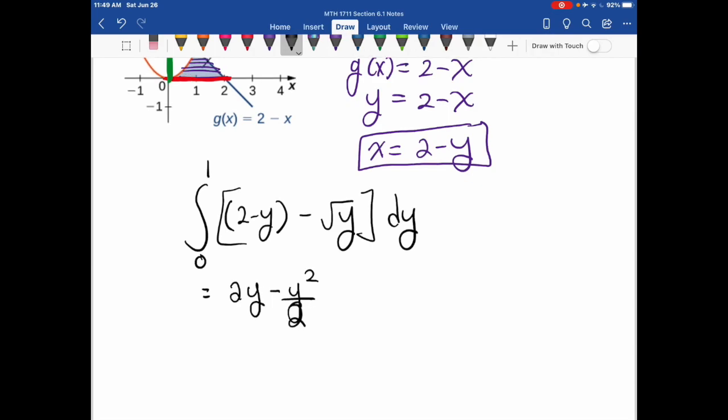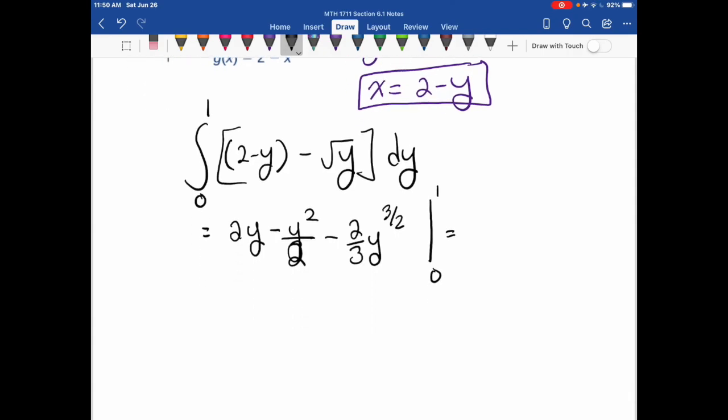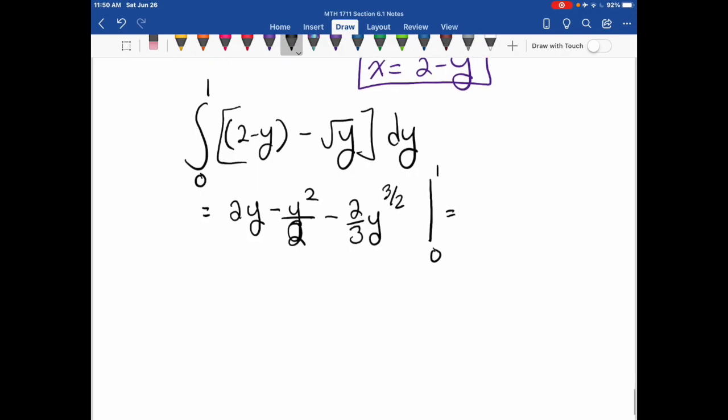So when I find the antiderivative of this, I'm going to have 2y minus y squared over 2 minus 2/3 y to the 3/2, because remember the square root of y is y to the 1/2. So I have to add 1 to the 1/2 power and divide by 3/2, which is the same as multiplying by 2/3. And now we're going to evaluate that from 0 to 1.